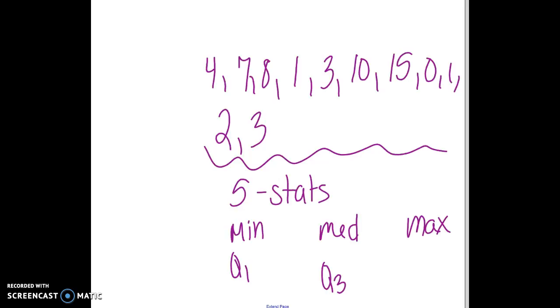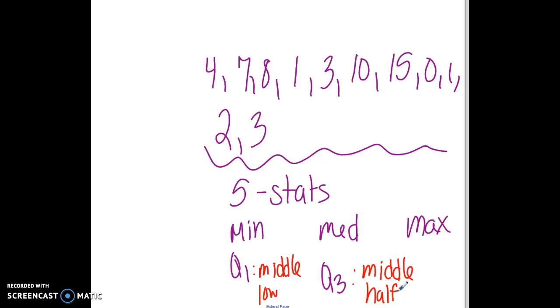Q1 and Q3. Q1 is the middle of the lower half. Q3 is the middle number of the upper half. You could totally do this by hand without your calculator, but the most important thing is that your numbers are in numerical order. So let's talk about the data I have up here.